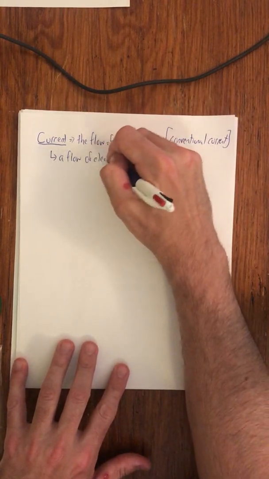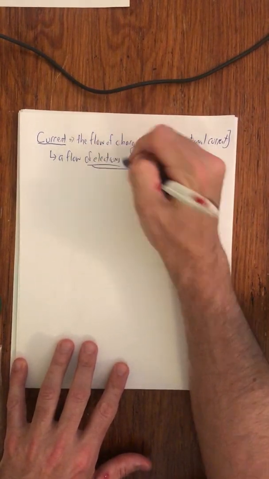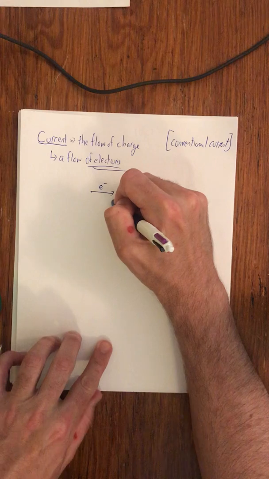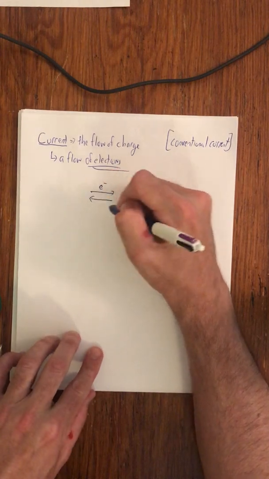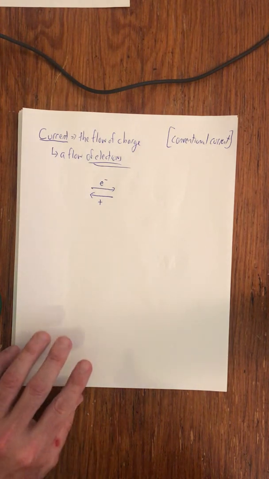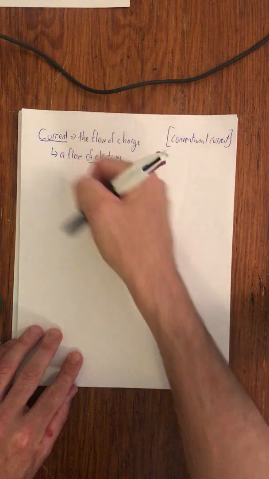But here's the thing about it. It doesn't actually matter, because a flow of electrons like this is the same thing as a flow of hypothetical positive particles in that direction. So mathematically, it works out to be the same thing. We'll talk a little bit later about what's actually happening on the atomic level that allows us to do that equivalency. But this definition doesn't tell me anything about how to quantify the notion of what is current.